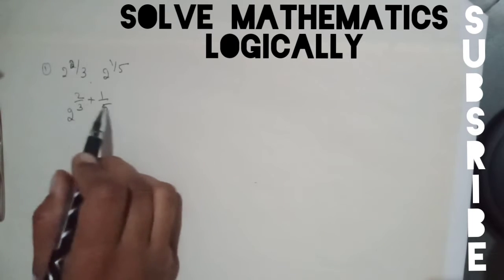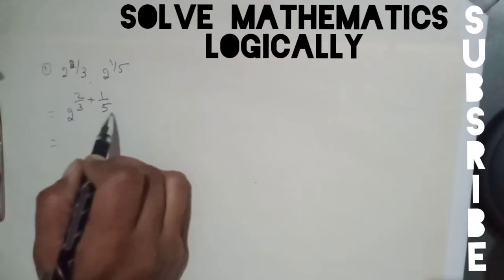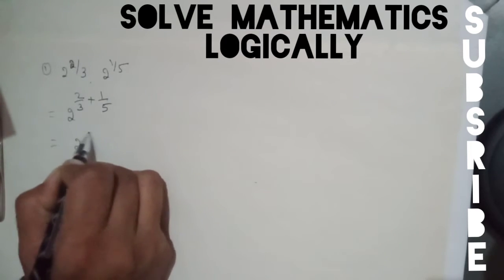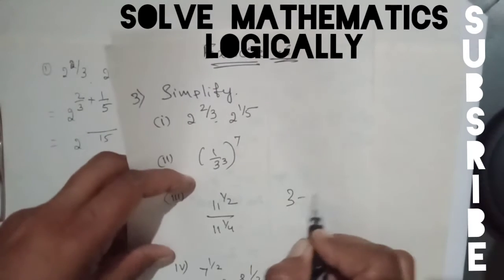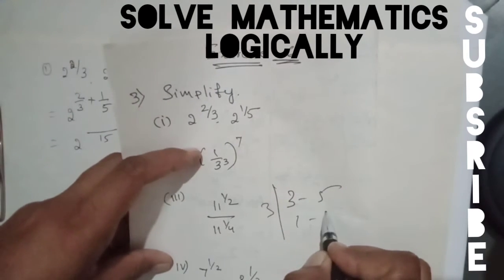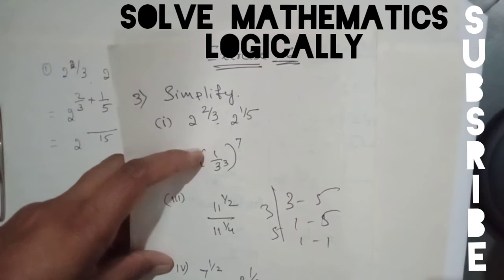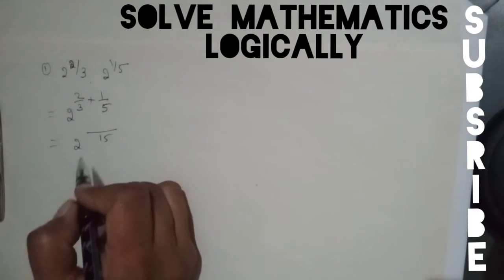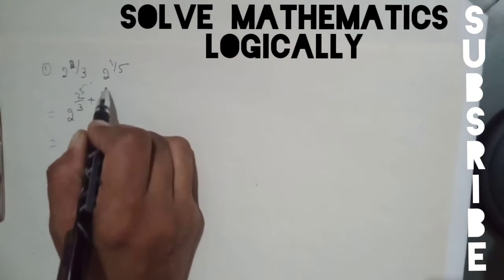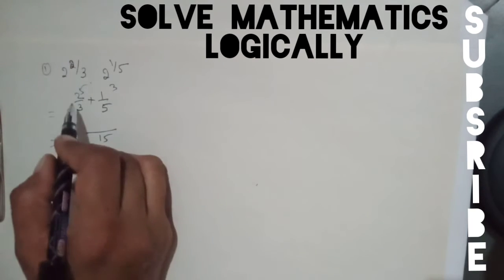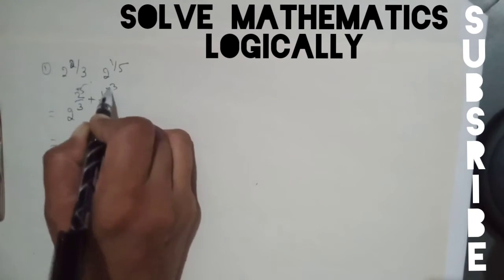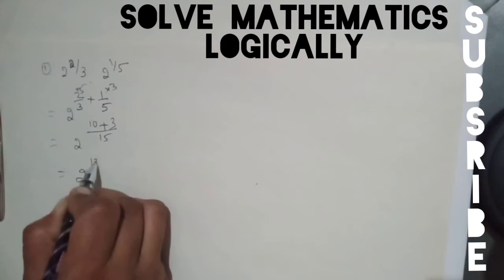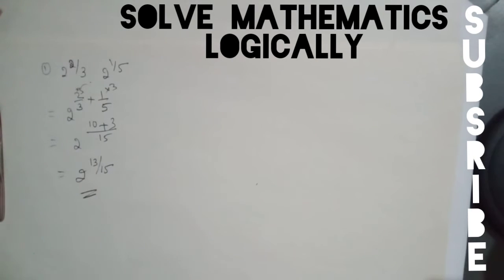We cannot add this way because this is fraction addition. You have to take the LCM of 3 and 5. Of course, it is 15. Directly I am doing here because you know that. 3 ones are 5, then 5 3s are 15, then here 2 5s are 10. Very simple. Is it? So this is equal to 2 raised to 13 upon 15, which is the answer of the first one.